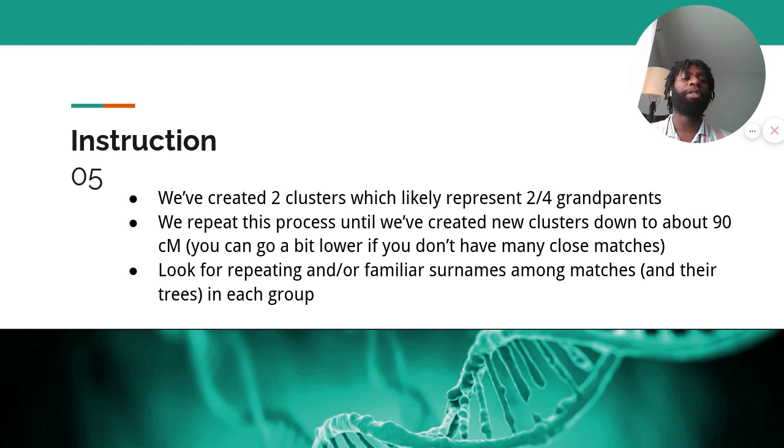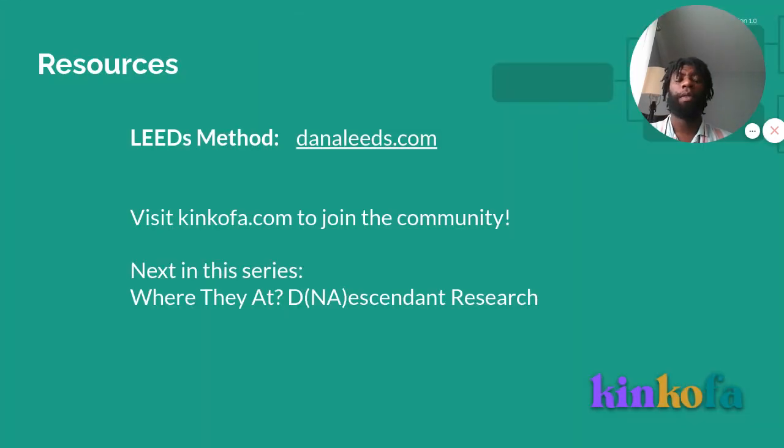We also saw a repeating name. We saw several matches with the surname Bias, a few with the surname Hall, and we would want to keep doing that. We would also want to look at their trees because their trees may have additional repeating and familiar surnames. Again, there will be a subsequent workshop on descendant research and possibly some additional ones at a later time that will examine how to make these inferences and get insights looking at trees in your matches. So that is really the gist of clustering via the Leeds and color coding method.